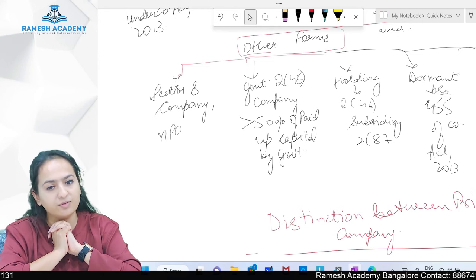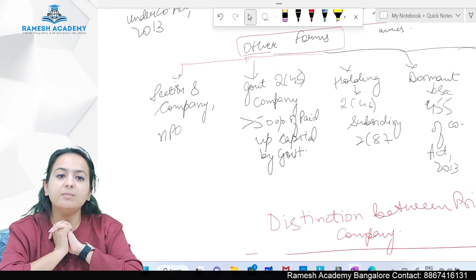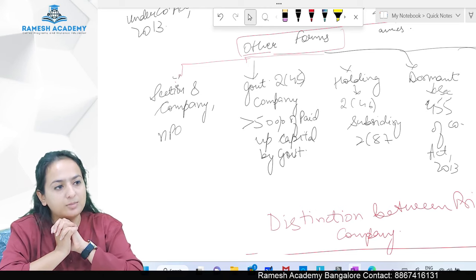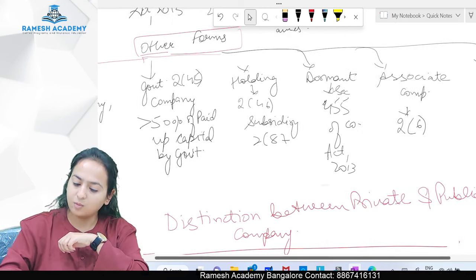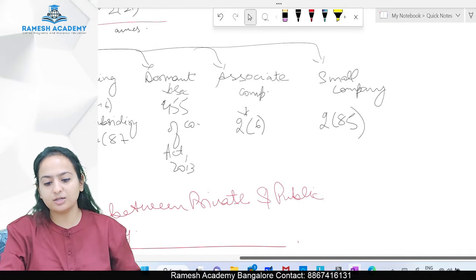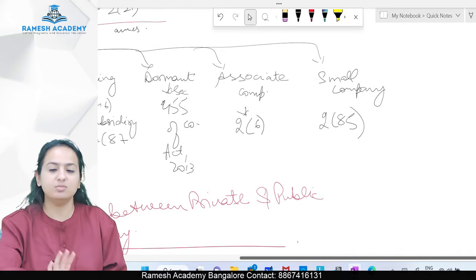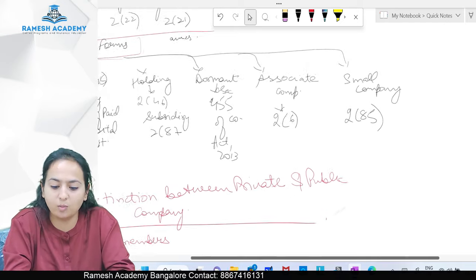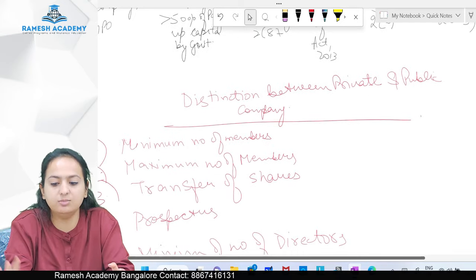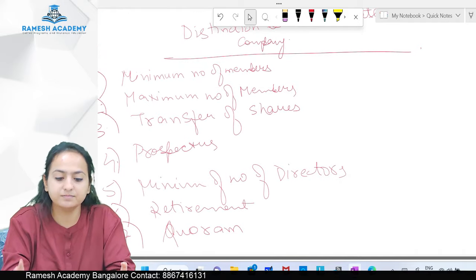Dormant company, 455 of the Companies Act, whereby you are not carrying on the business and have filed the financial statement for preceding 2 years. Then a registered company to Subsection 6 and small company to Subsection 85, whereby we have learned about some of the provisions. Now distinction between a private and a public company.